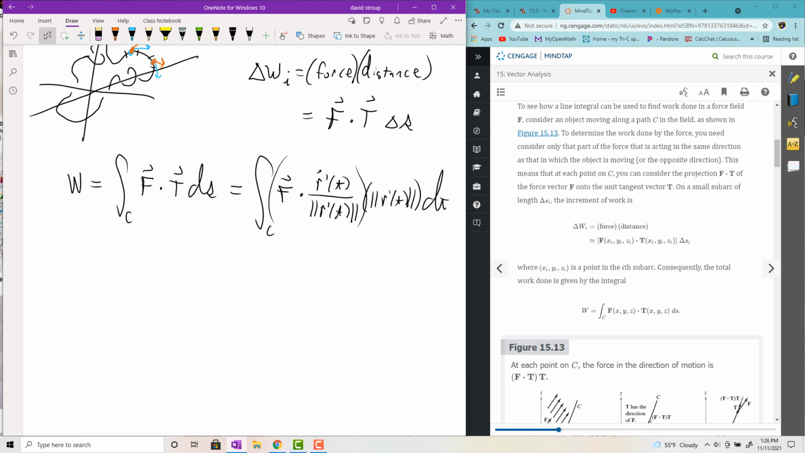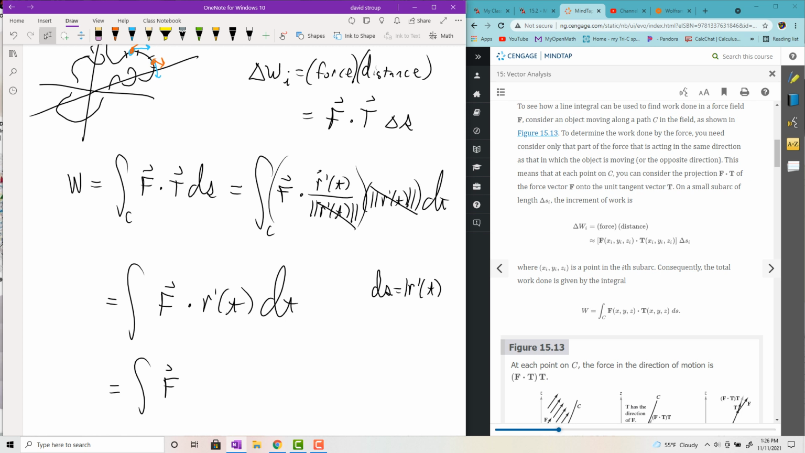But you also notice we can do a little bit of cancellation. If you remember all the weird rules for dot products, you can do a cancellation like this. That'll work. So what you end up with then is F dot r prime of t dt. Of course, r prime of t dt is just dr rather than ds. Remember, ds is equal to the magnitude of r prime of t dt.